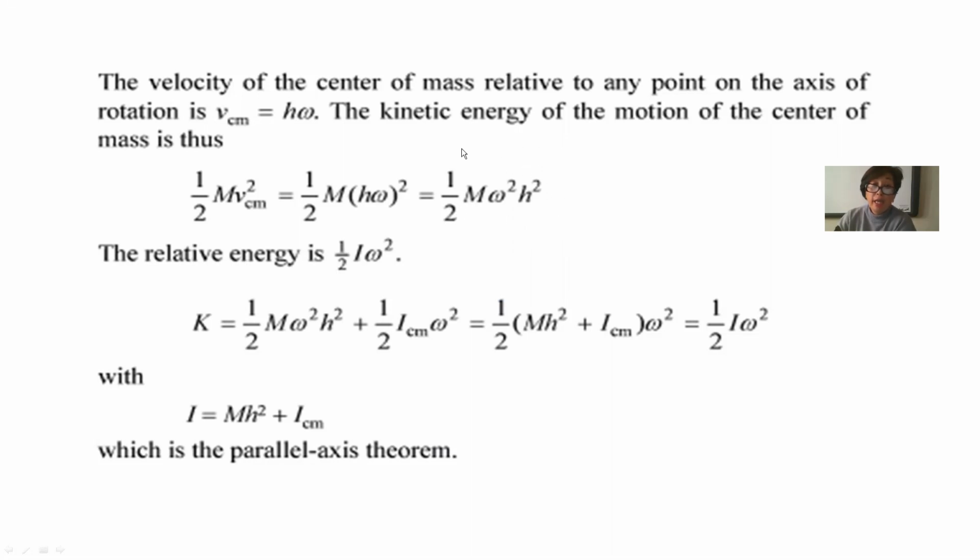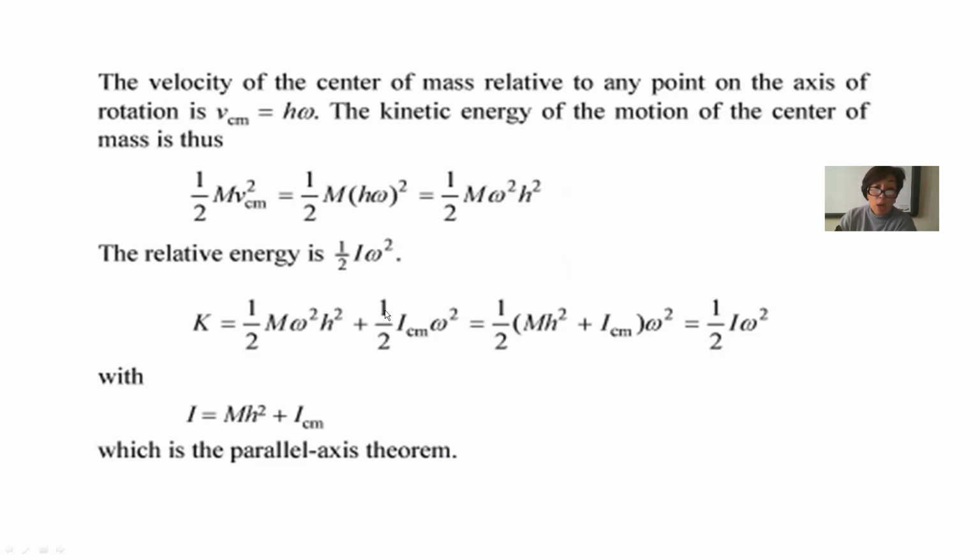This is the formula for the kinetic energy of the motion of the center of mass. Using this kinetic energy, we put in the kinetic energy of the motion. This is the formula E_n plus the relative energy, and in the final formula I put it in here.